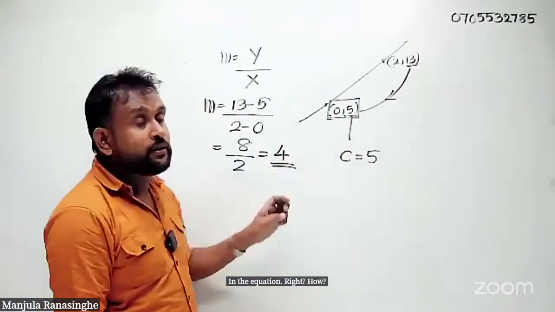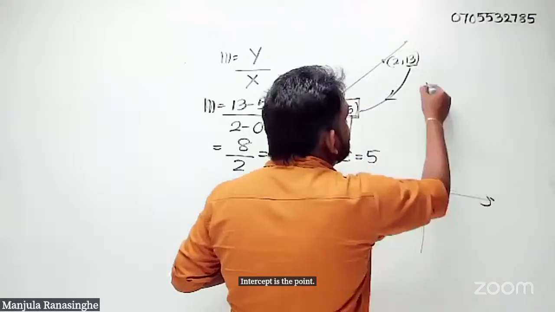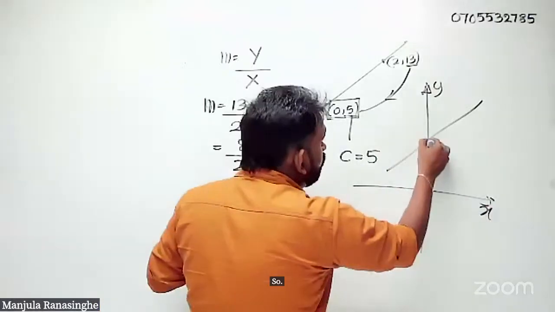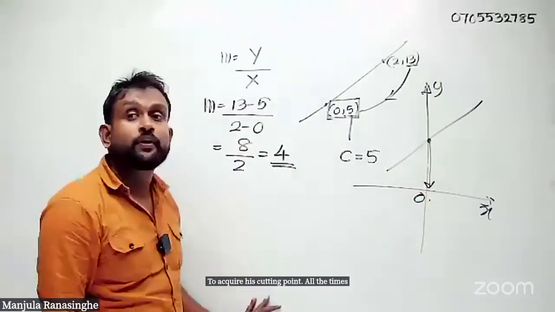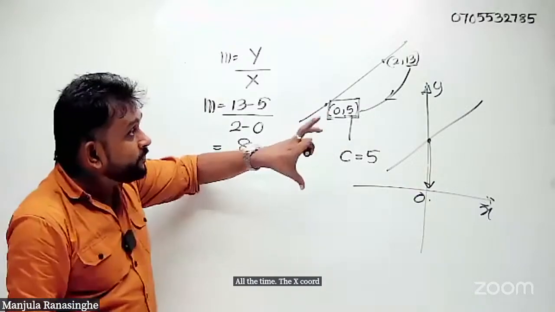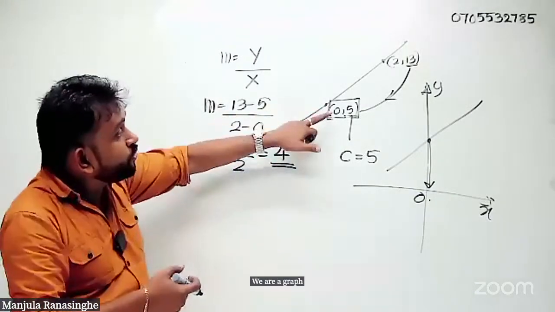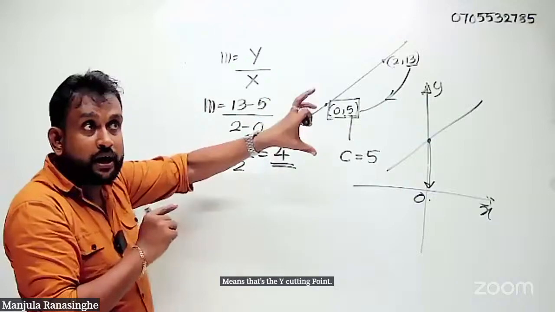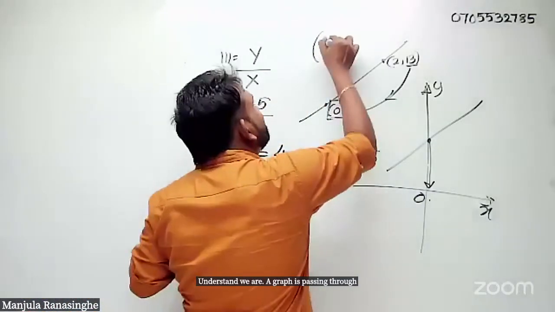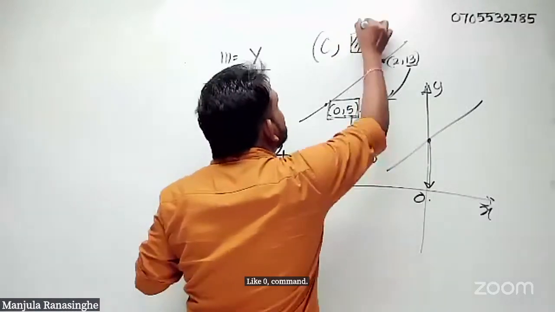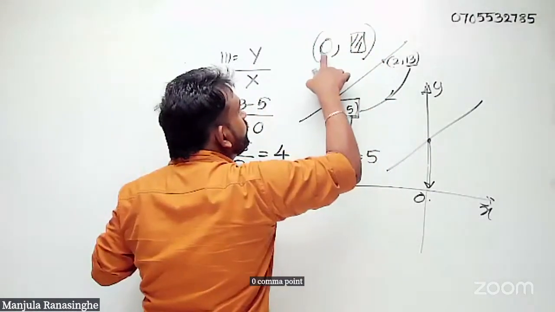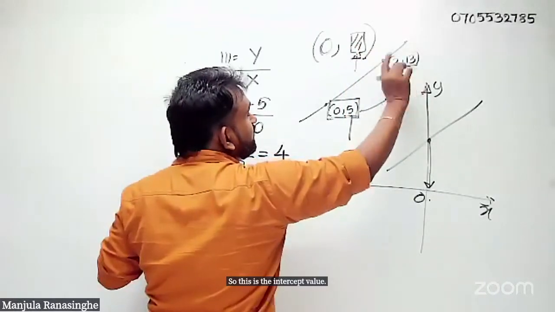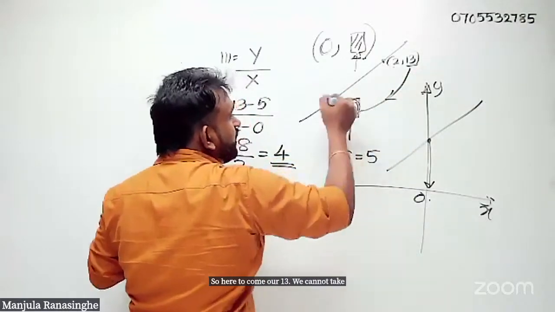How did you find it? The intercept is the point where the graph cuts the y-axis. At the y-axis cutting point, the x-coordinate is always 0. So where a graph passes through a coordinate like 0 comma something, that is the y cutting point, and that is the intercept. So here 2 comma 13 we cannot take. Here 0 comma 5, 5 is the intercept.